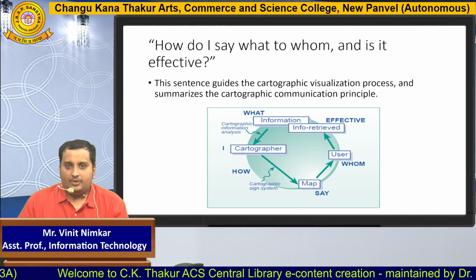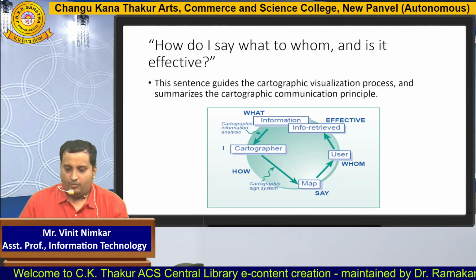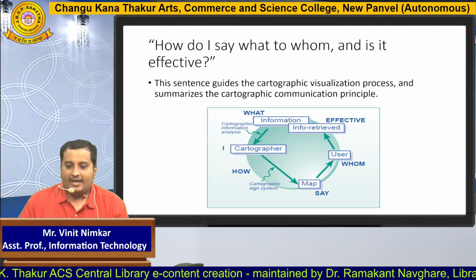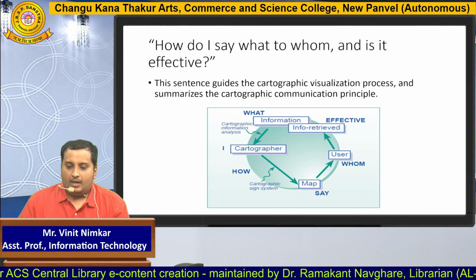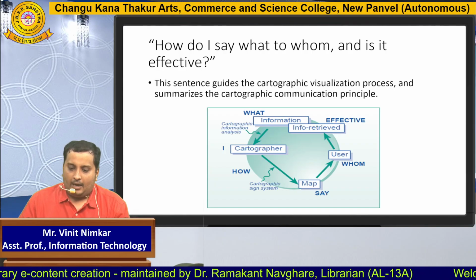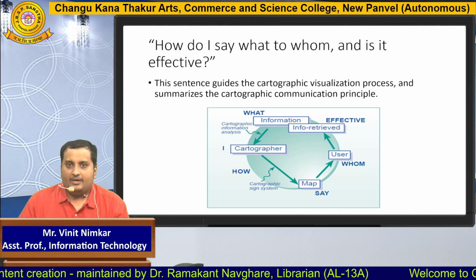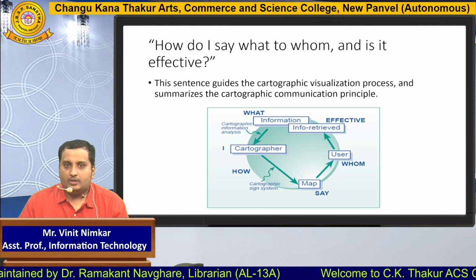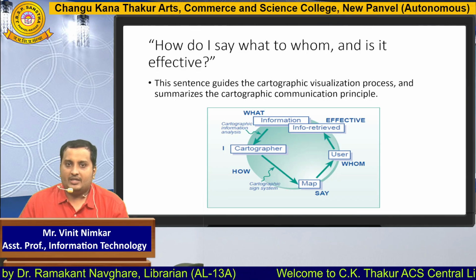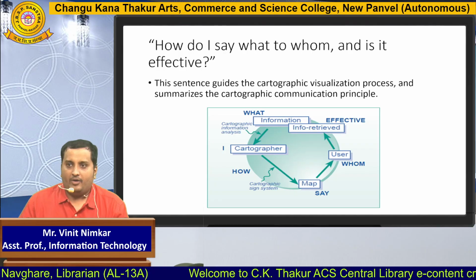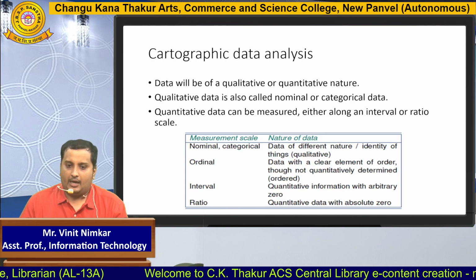Now coming to the main question, that is how do I say what to whom. The answer to this question is diagrammatically represented as well. Say what means what information is to be represented. Effective means how the information is going to be effectively represented. To whom means the user to whom this information needs to be conveyed, which type of map, and how it is going to be represented by the cartographer.